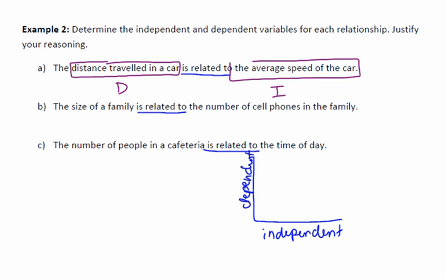Okay? So here, family size would be dependent, number of cell phones would be independent. You okay?